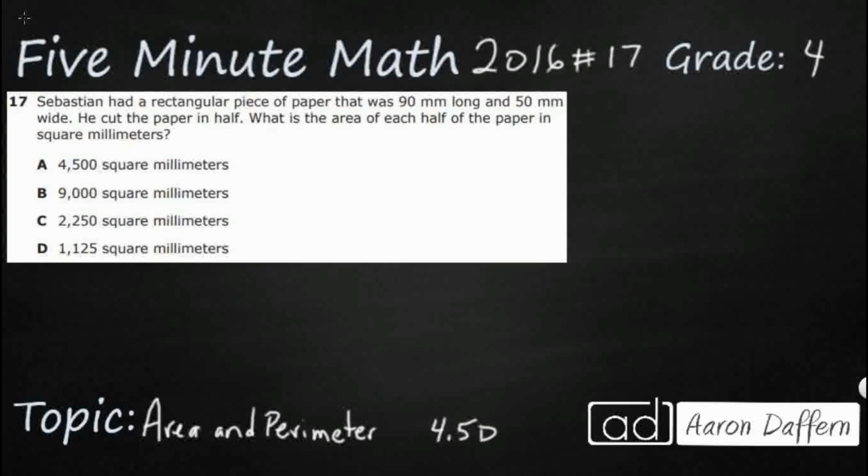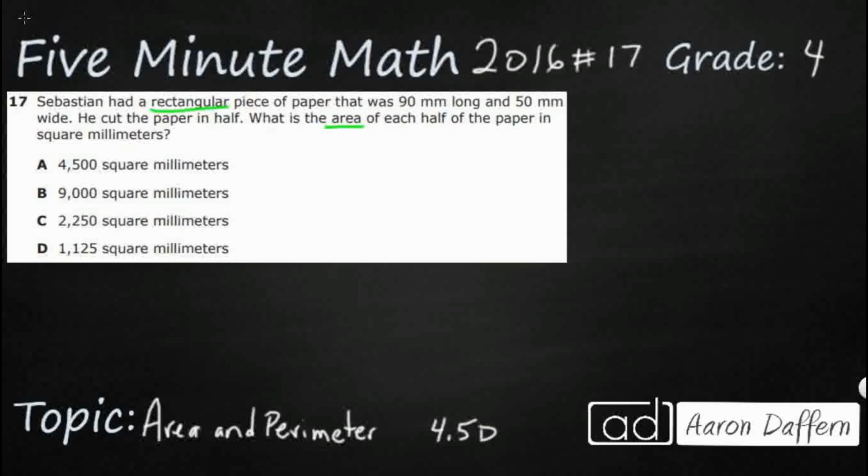So Sebastian had a rectangular piece of paper that was 90 millimeters long and 50 millimeters wide. So that's going to give us a clue right here. We've got this rectangular piece of paper, and he cut the paper in half. So we are looking for the area of each half of the paper in square millimeters. So let's see if we can draw a picture of this.